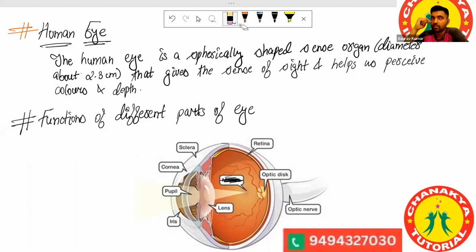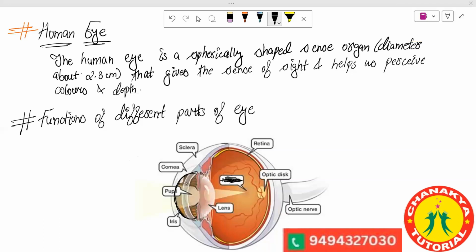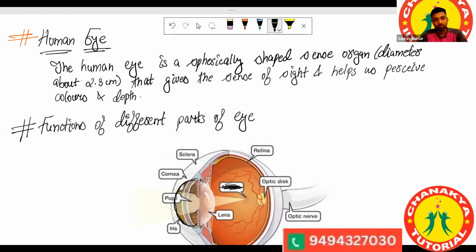Then there is the iris. The iris is a circular black part, right? Sir, can you write the functions? I will write, I will give you the definitions, don't worry. Right now we are seeing what the iris is and at which part of the eye it is.